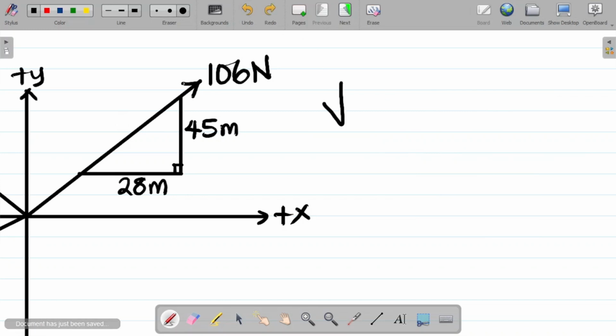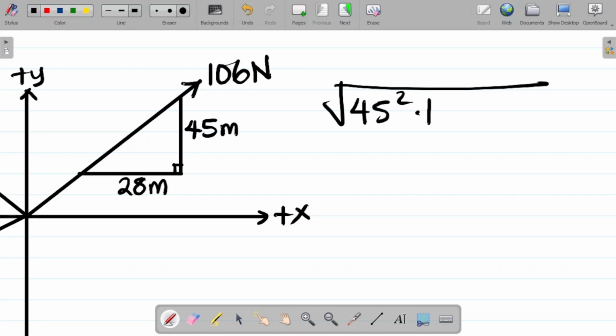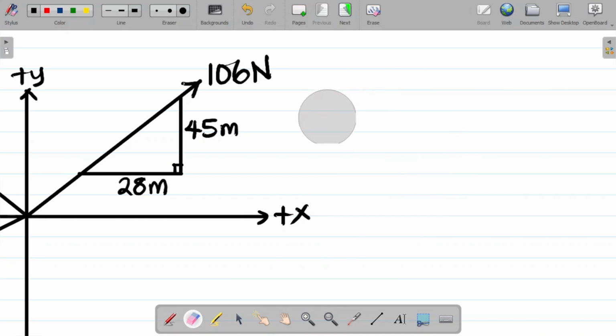For this part here, it becomes the square root of the other two sides squared, which is 45 squared plus 28 squared. I'll just get my calculator and punch this very fast. The square root of 45 squared plus 28 squared gives you 53. So for the first one, I have 53 as my answer. Literally, this value here is 53 meters. So the first part is done.